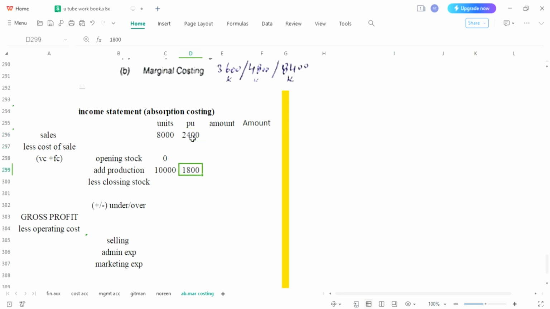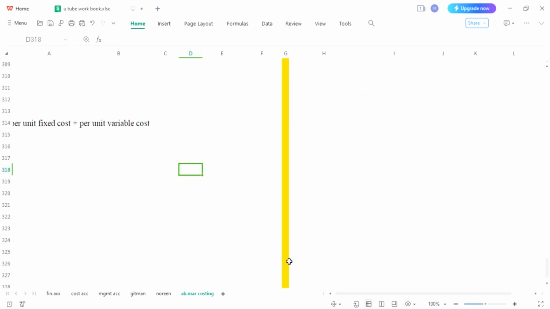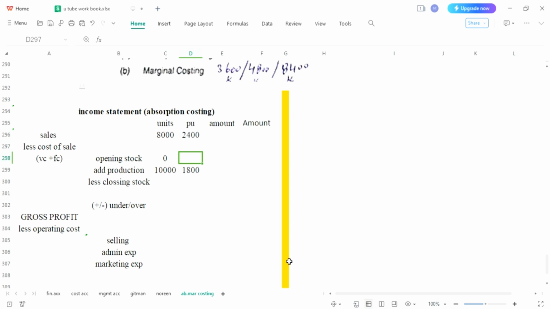All right, next is that production can be increased. Okay, and the question has ended. Surprisingly, there are no selling, admin or marketing expenses, so everything is 0 and can be put over it, but I'm requesting you to write it so that you do not forget that selling, admin and marketing as operating cost are part of this statement. Now we can see if there is any closing stock.